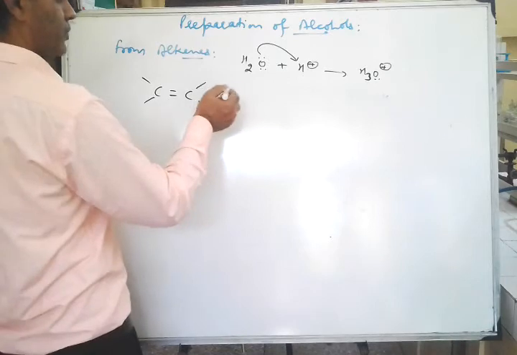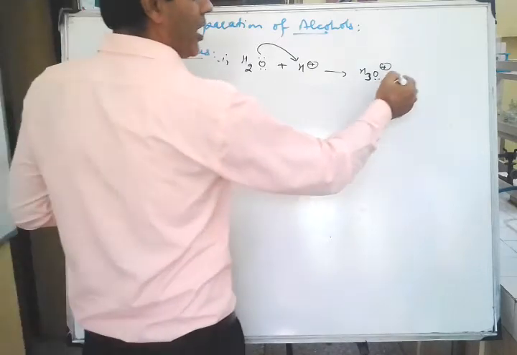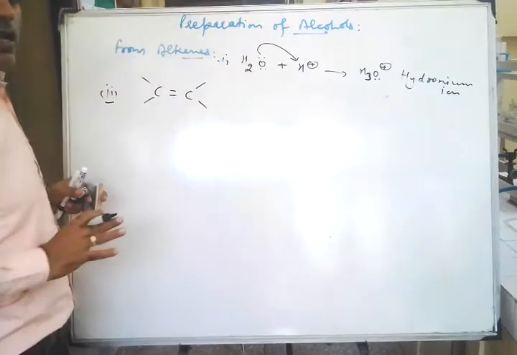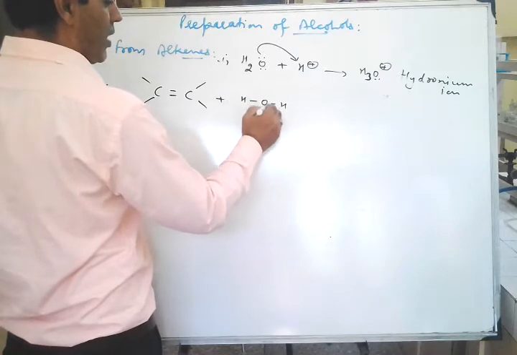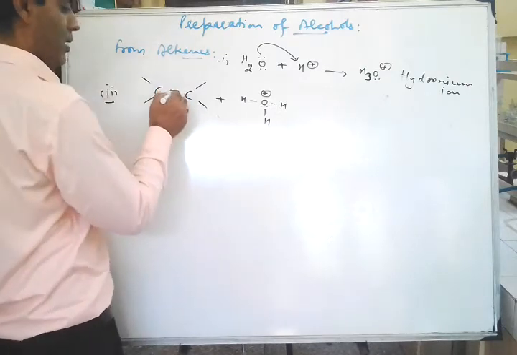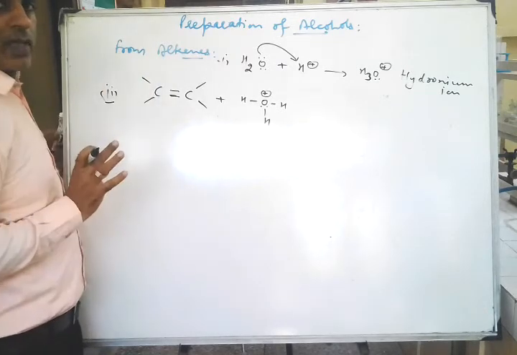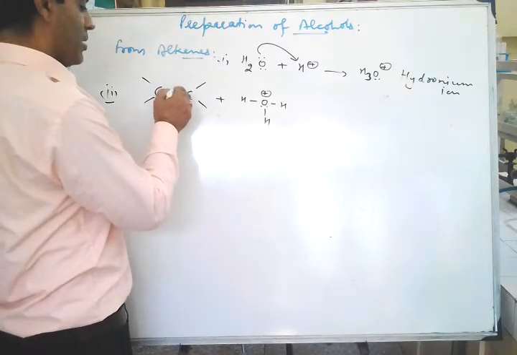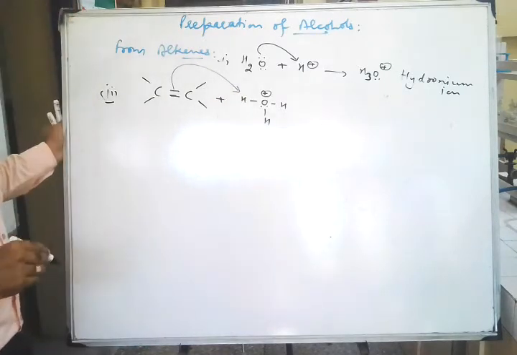Now that was the first step. The second step: this is known as the hydronium ion. This hydronium ion will attack the alkene. So you can show the structure of the hydronium ion now. This is the structure of the hydronium ion, and here is the positively charged oxygen atom. Now here is the double bond, and due to the double bond the electron density is more here. Electron density is more here means negative charge is more here, because electrons carry negative charge. So this negatively charged center attracts the H plus ion from this hydronium ion.